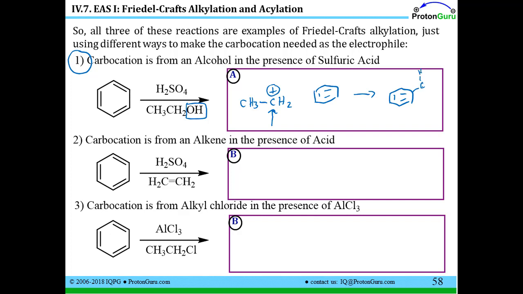CH2 was the carbon that had the plus charge, and then there happens to be a methyl group substituent beside that. So the net result is that we make this ethyl benzene as our product.